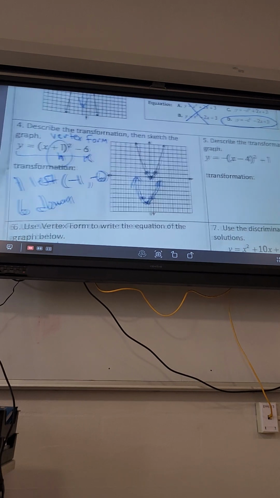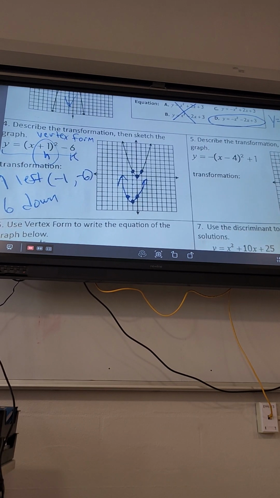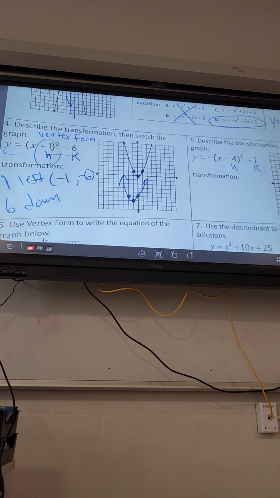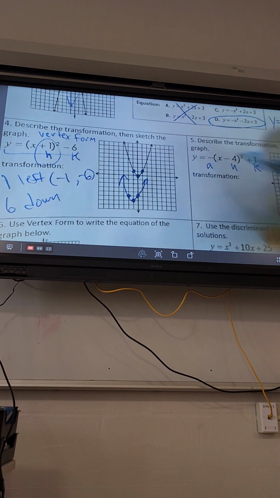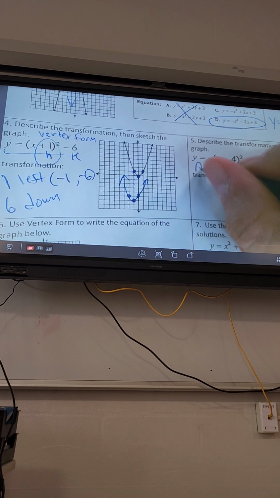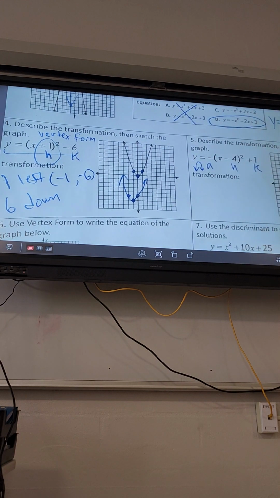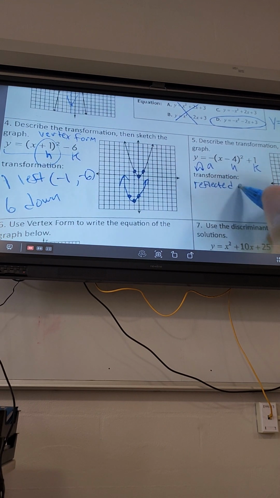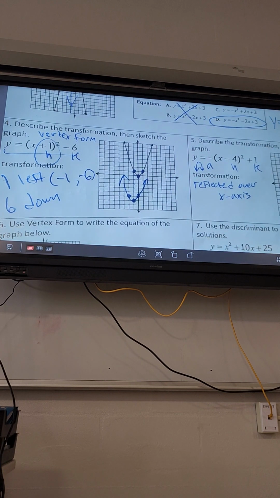Now, talking about number 5 over here, we can kind of already see a few more different things. We still have an H, we have a K, but what else do we have this time? We have a negative sign in front of our equation, which is an A, right? So remember, if A is negative, it means the graph is going which way? Down. Yep, so it's flipped over the x-axis, so it's reflected over the x-axis.